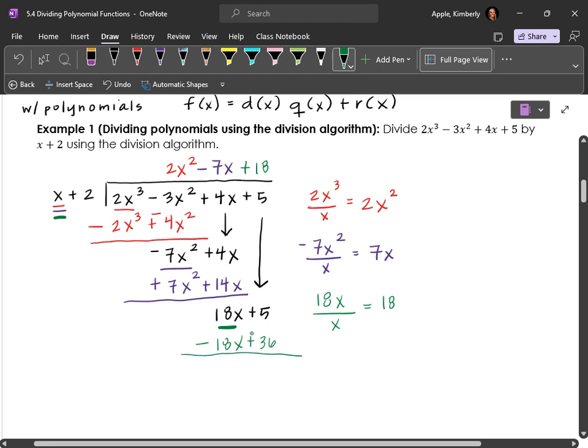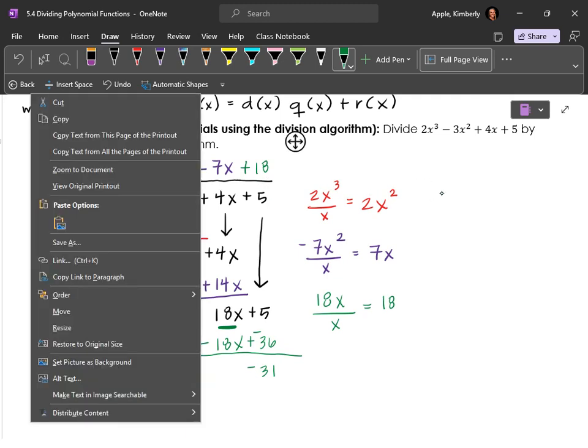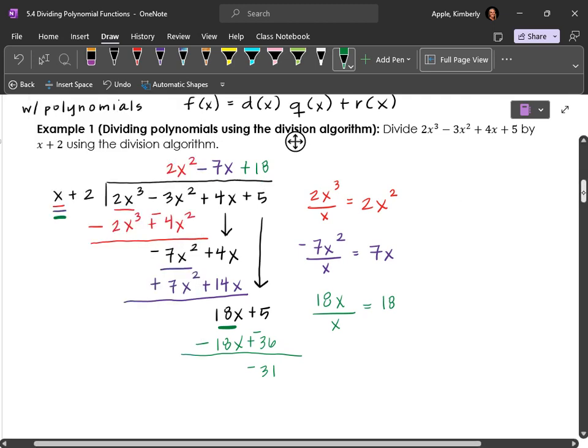And then I'm going to subtract everything. And so this will be negative 31. That's 0. And so I have a remainder of negative 31. And so I want to go ahead and show you a couple of different ways to express this answer. But first, let's figure out all these vocabulary words, right?